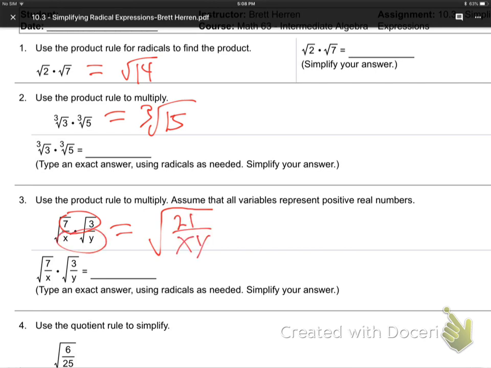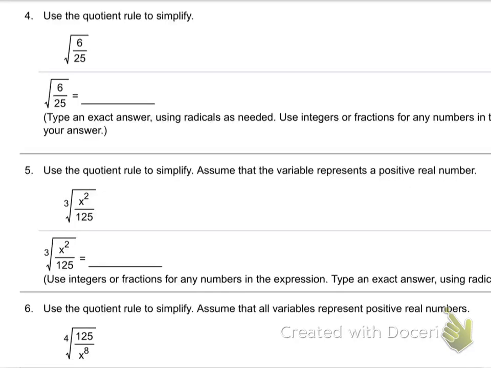xy. This is easy. On number 4, we have the square root of 6/25, so the square root goes to the top and the bottom separately because the root's over the entire fraction. Now the square root of 6, there's nothing you can do with that, so the square root stays on the top. But on the bottom, square root of 25, that's just 5. And so we're done.